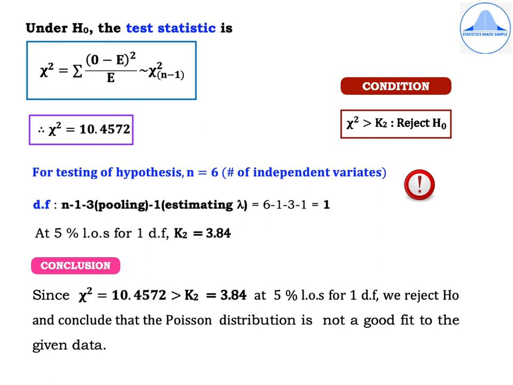So the degrees of freedom is n minus 1, and we have pooled thrice, so we have to subtract 3, and we have estimated the parameter lambda, so you subtract 1. So you get 6 minus 1 minus 3 minus 1, which is equal to 1. So at 5% level of significance for 1 degree of freedom, K2 is 3.84. Conclusion: since chi-square is 10.4572, which is a value greater than K2 equal to 3.84 at 5% level of significance for 1 degree of freedom, we reject H0 and conclude that the Poisson distribution is not a good fit to the given data.